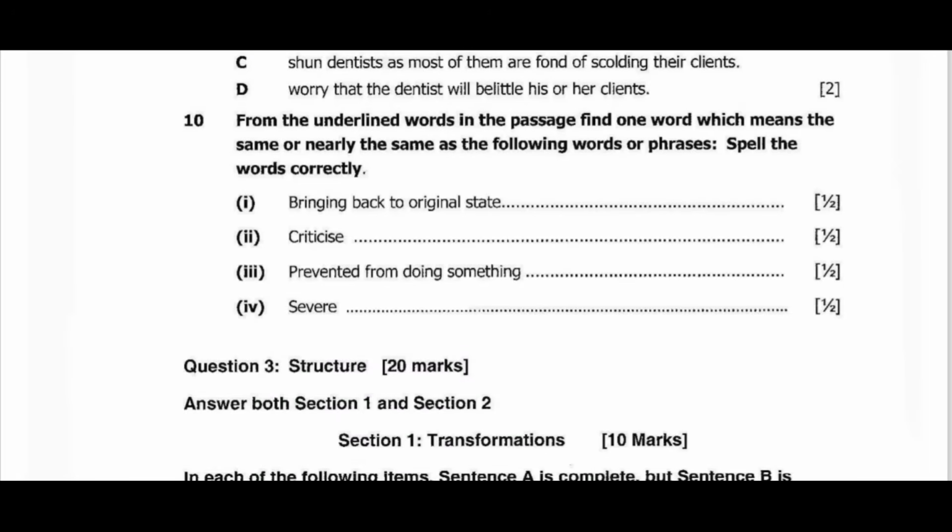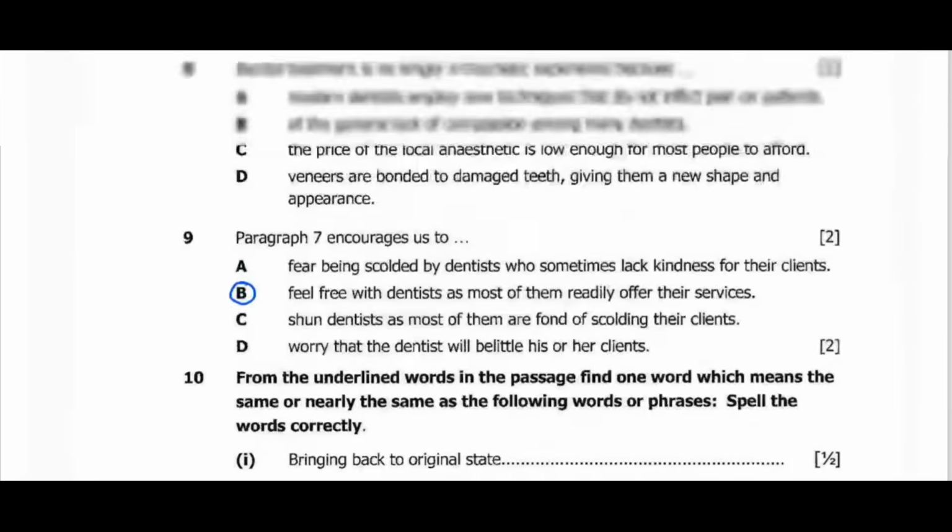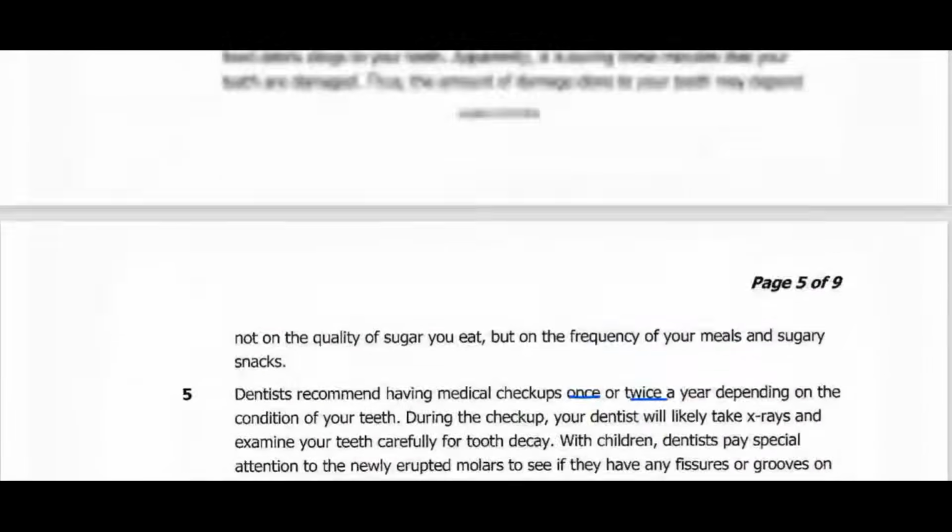Now we move on to 10. From the underlined words in the passage, find one word which means the same or nearly the same as the following words or phrases. Spell the words correctly. So the first one, bringing back to original state. So let's go back to our passage.